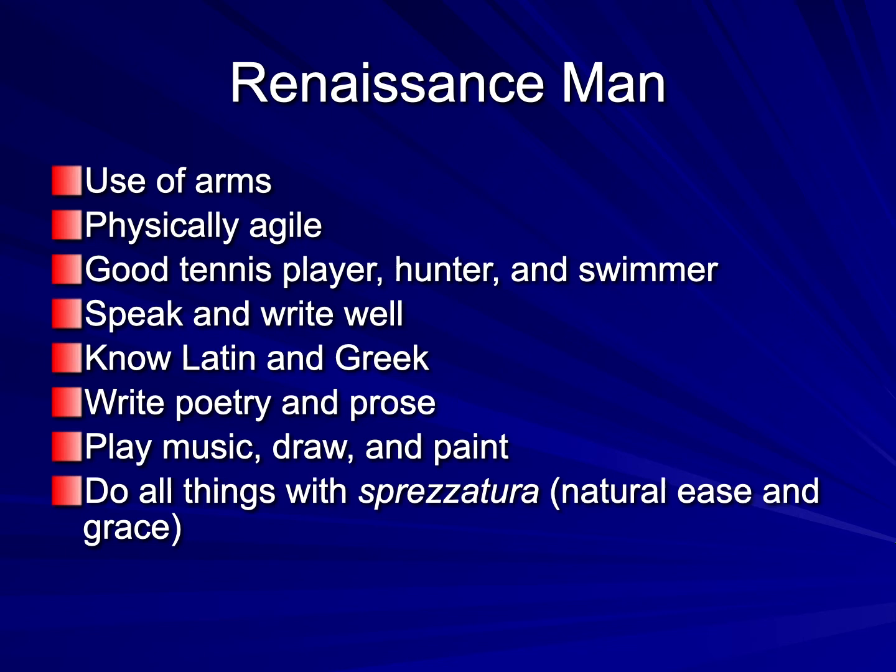He was good at using weapons like a sword, he could fence or do archery. He was physically agile. He was a good tennis player. Tennis is actually very popular. Henry VIII is a really good tennis player. You would be a good hunter. You could swim. You would speak and write well. You would know Latin and Greek. You could write poetry. You could play music. You could draw. And you would do all of these things easily and gracefully, what they call sprezzatura.